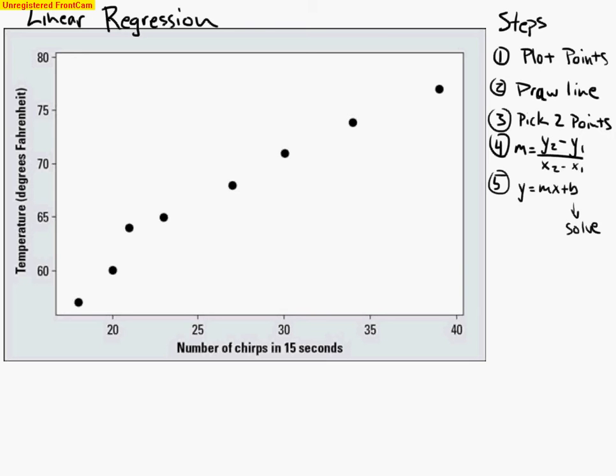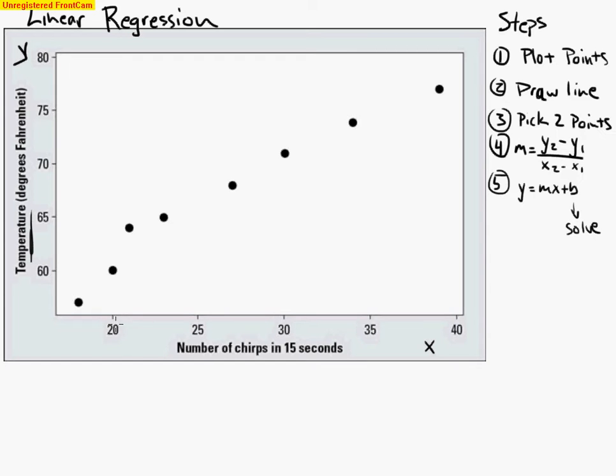We're going to do a quick video on how to do linear regression with a plotted line here. So I'm going to go ahead and look at this. My y is going up here. That's my temperature, and the number of chirps is my x. So this is basically just talking about birds.